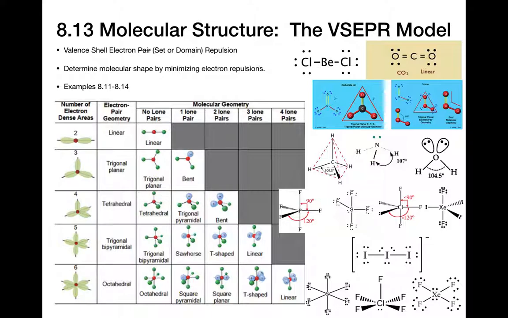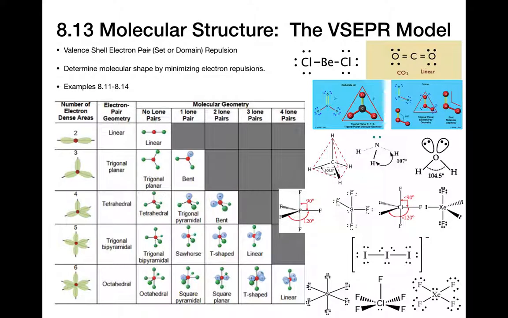All right, now that we have the basics down for drawing the Lewis structure, how do we apply the Lewis structure to determine the molecular shape? The approach is called valence shell electron pair repulsion.